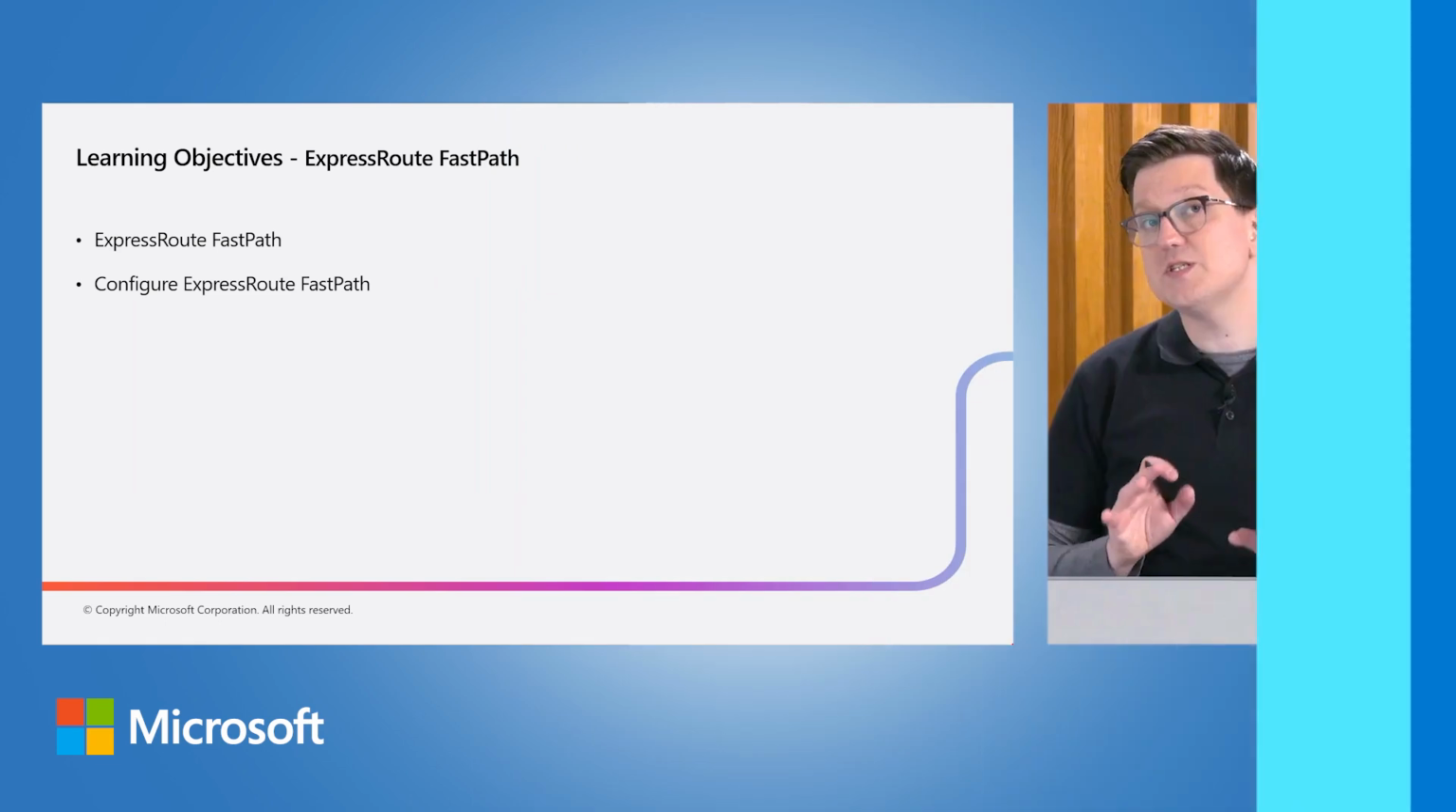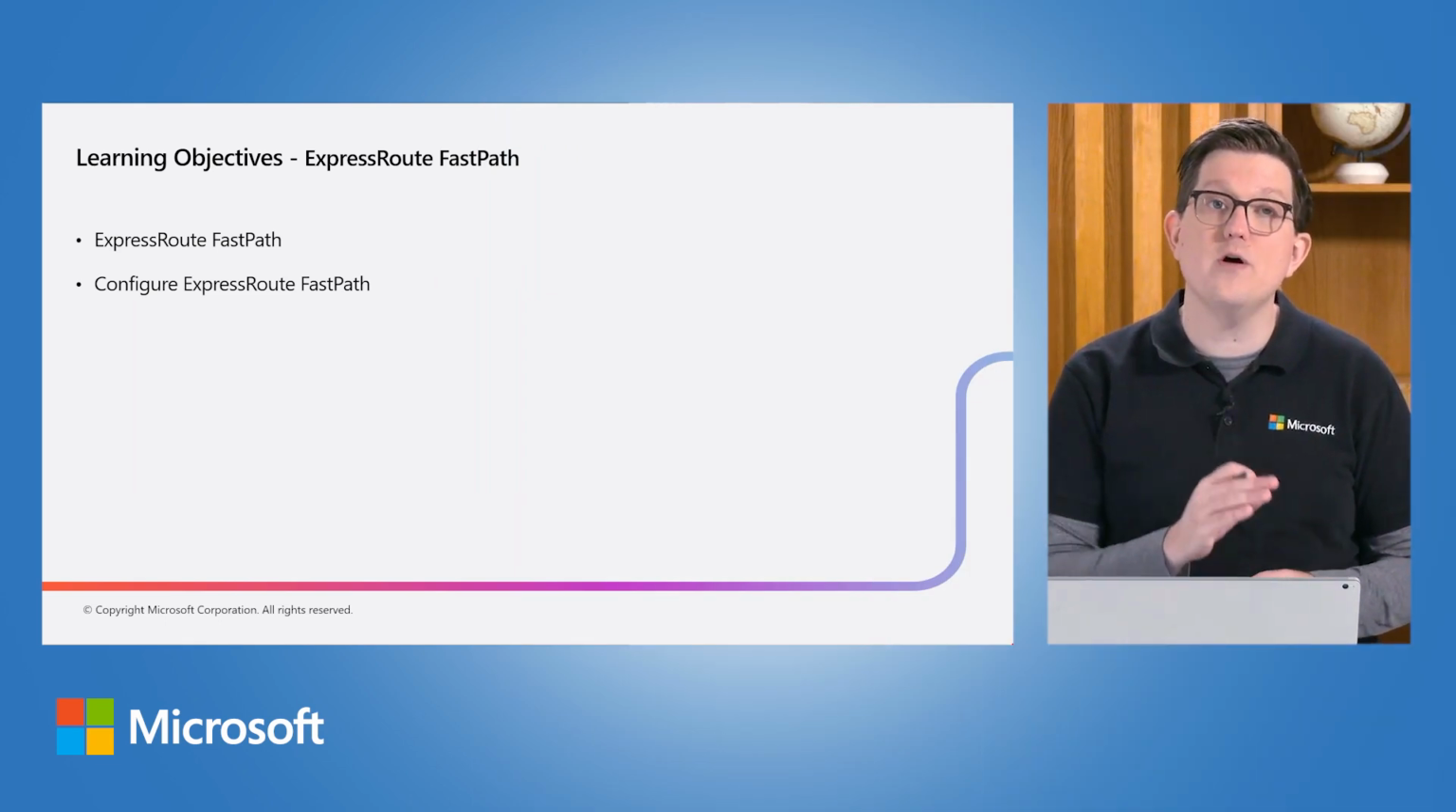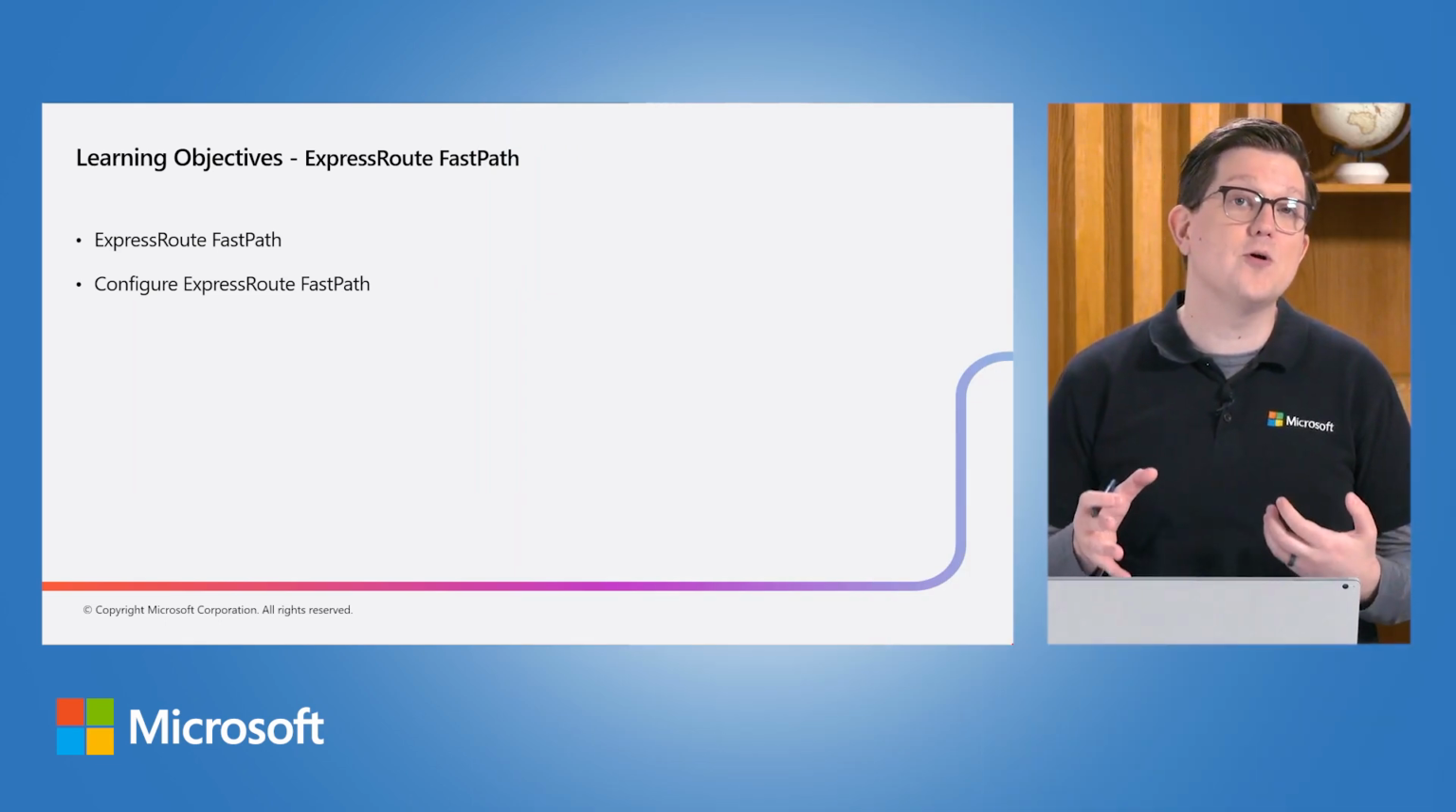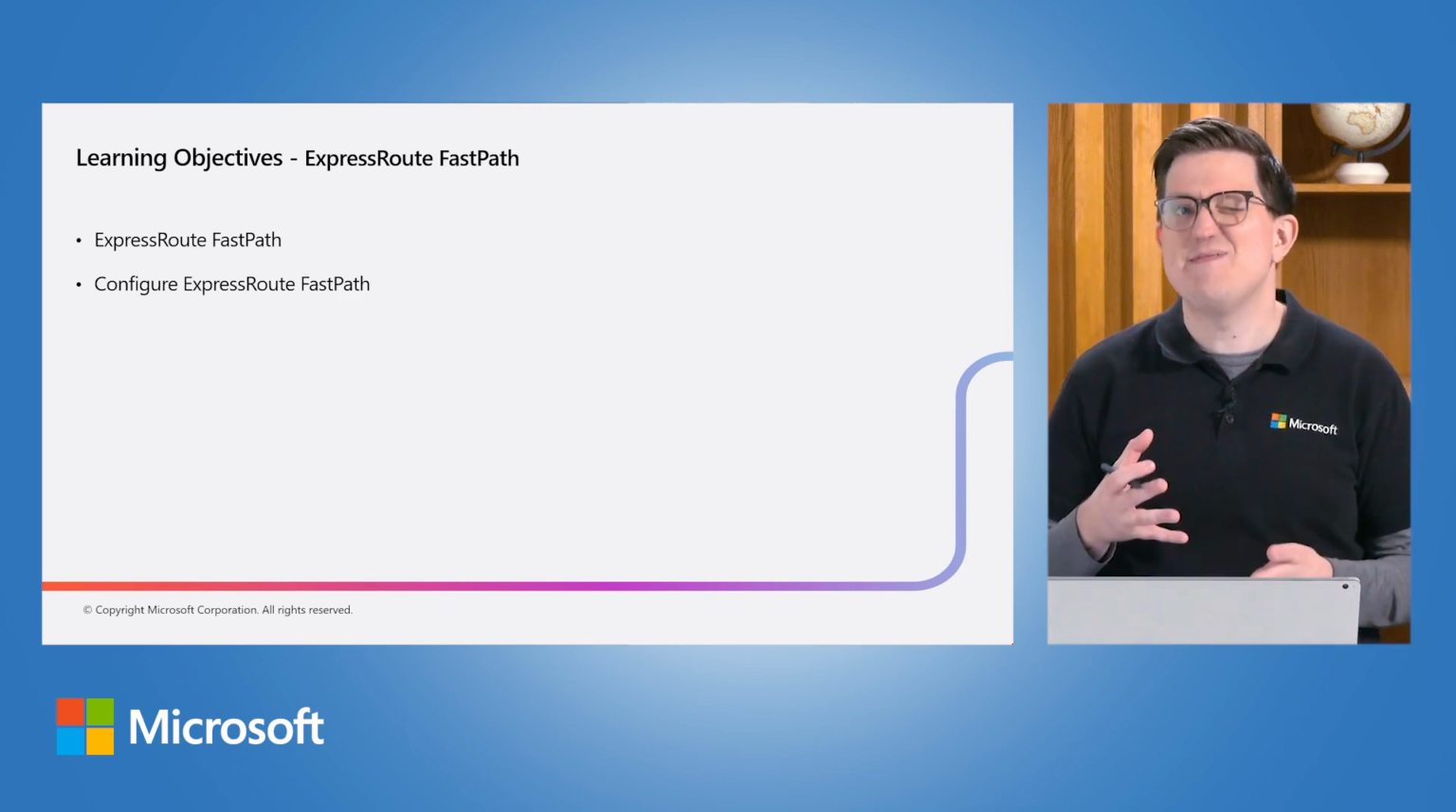We are going to be looking at ExpressRoute FastPath, an interesting service that you can utilize as part of your ExpressRoute deployment for some pretty specific scenarios. This one's nice and short. We want to look at what FastPath is, and then we'll talk a little bit about the configuration and actually getting it spun up.